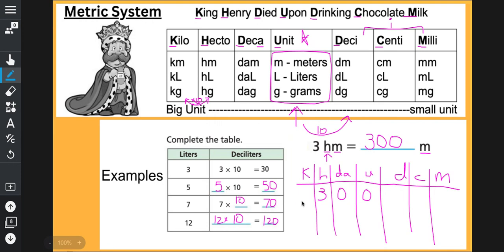Knowing this chart, make up your own phrase for all the letters. It doesn't have to be King Henry died upon drinking chocolate milk, but if you don't want to create your own, you may use that one to help you remember the chart.